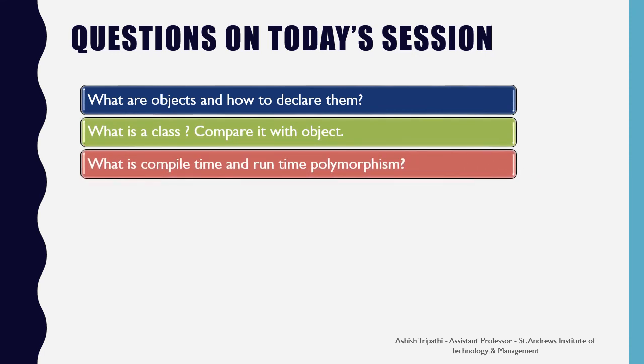Questions for today's session are: what are objects and how to declare them? What is a class? Compare it with object. What is compile time and runtime polymorphism?